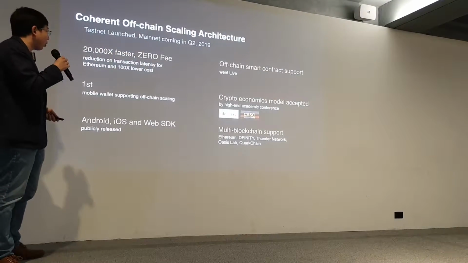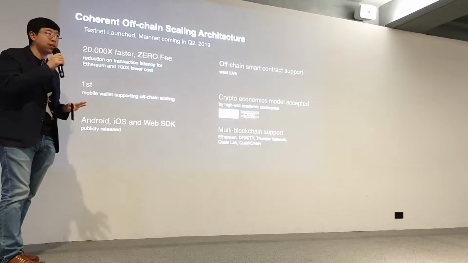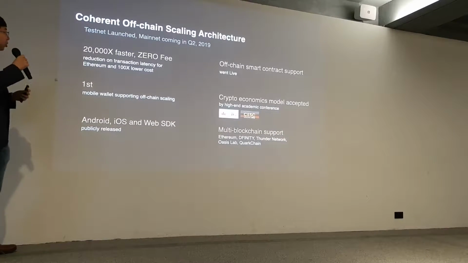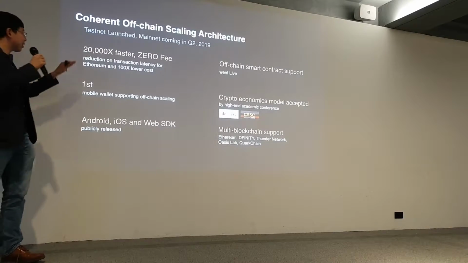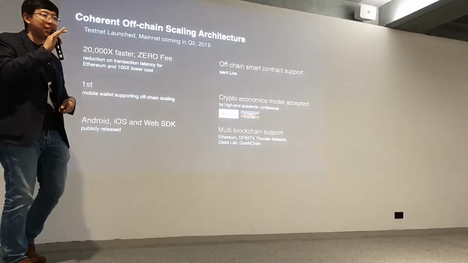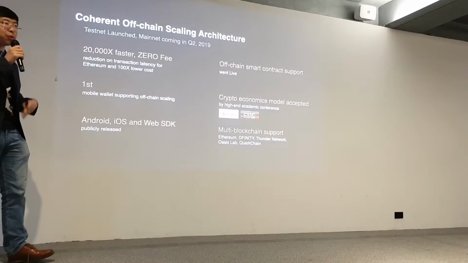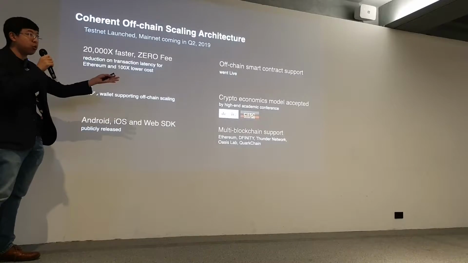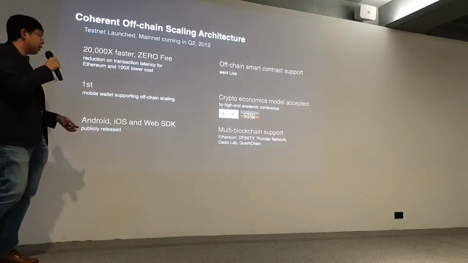But before we go into that, we have launched our testnet, and our mainnet is coming very soon, in about 2 months. On top of Ethereum, we already achieved about 20,000 times faster finality latency. This number is kind of a marketing issue, because the state channel is instantly final versus the probabilistic finality provided by the underlying Ethereum. And we have full off-chain smart contract support, and we also released the first mobile wallet support for off-chain scaling, and all these other things.